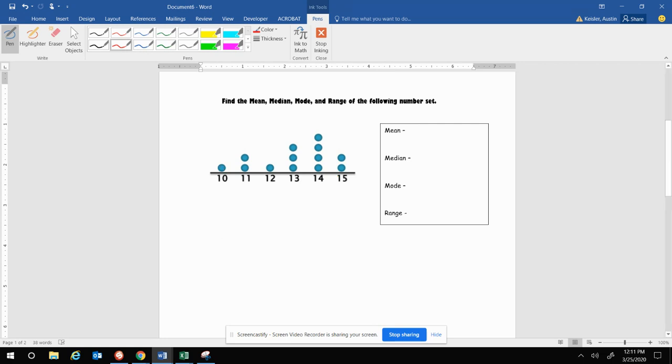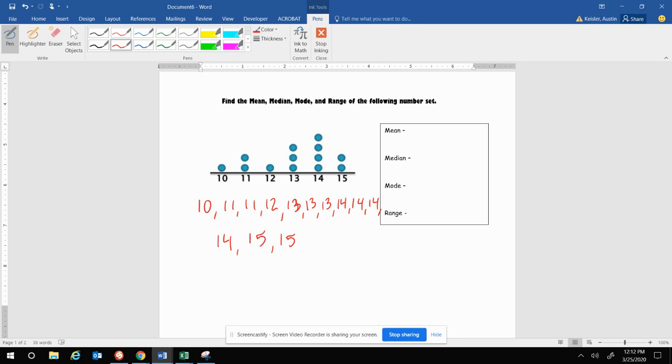So I can see right here I have one 10. I have 2 11s. So I'm going to write 11 twice. I have a 12. I have 3 13s. 4 14s. I'm going to kind of run into the next row here. And then I have 2 15s. So I just wrote all those numbers down. Now it's going to make it a lot easier for me to find my stuff.